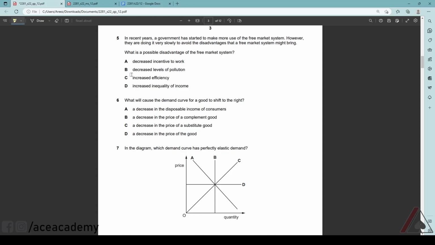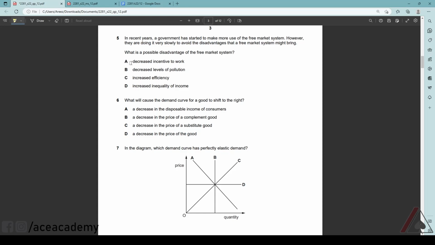So A is wrong. B, decreased levels of pollution. First and foremost, if there is a decreased level of pollution, it's not a disadvantage at all. It's an advantage. So even if this was true, which it is not, since in a free market system there isn't government intervention, there would be higher levels of pollution. But regardless of that, even if this was true, it's not a disadvantage, it's an advantage, and therefore B is not the answer. C, increased efficiency.